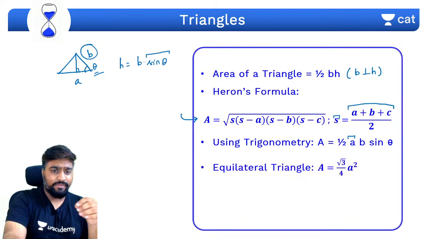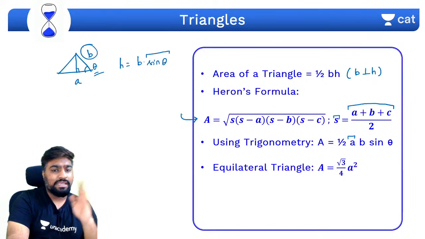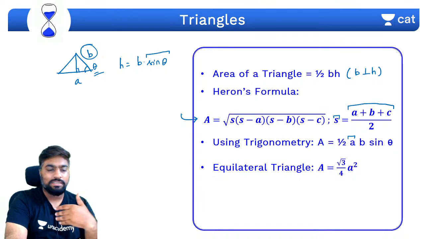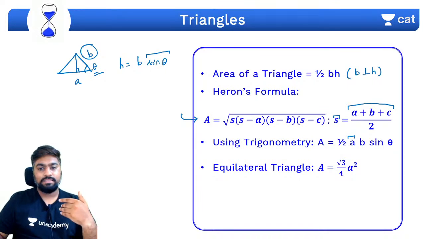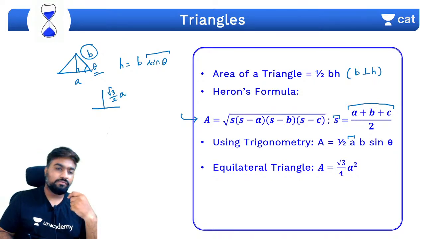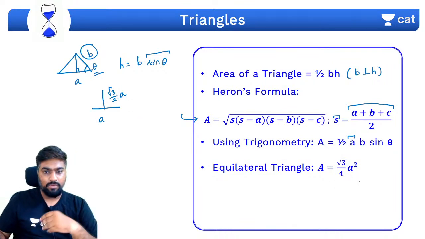Now for specific types of triangles, for example an equilateral triangle, the benefit there is what? All three sides are equal. If all three sides are equal, then area would be what? Root 3 by 4 A square. This is the same as your base being A, and your height becoming root 3 by 2 A. So ultimately the area is what? 1 by 2 into A into root 3 by 2, which is root 3 by 4 A square.